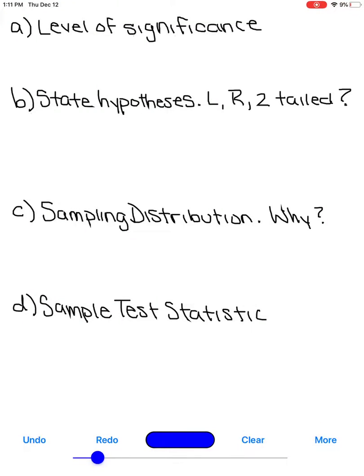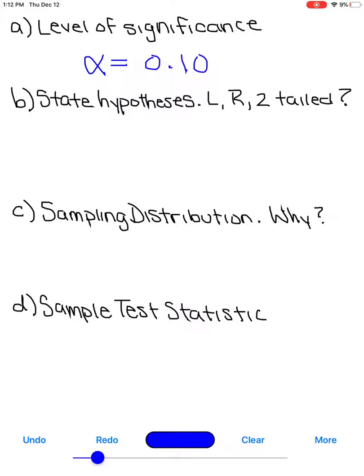Our first step will be to find the level of significance. The level of significance is always equal to your alpha level, so your answer will be 0.10. The next step is to state your null and alternate hypotheses. Will it be a left-tailed, right-tailed, or two-tailed test?